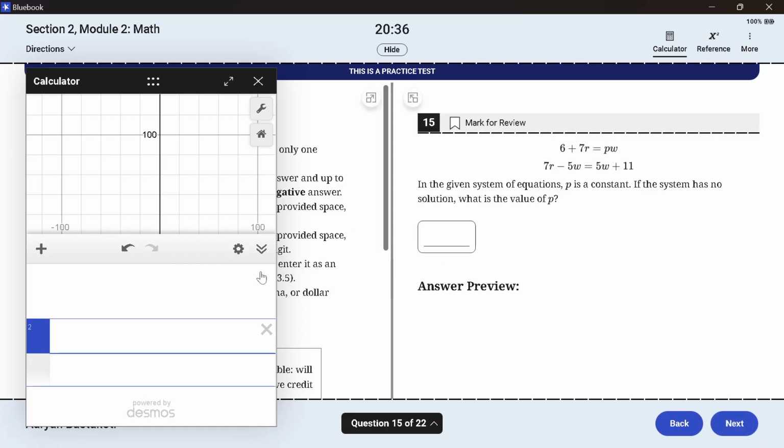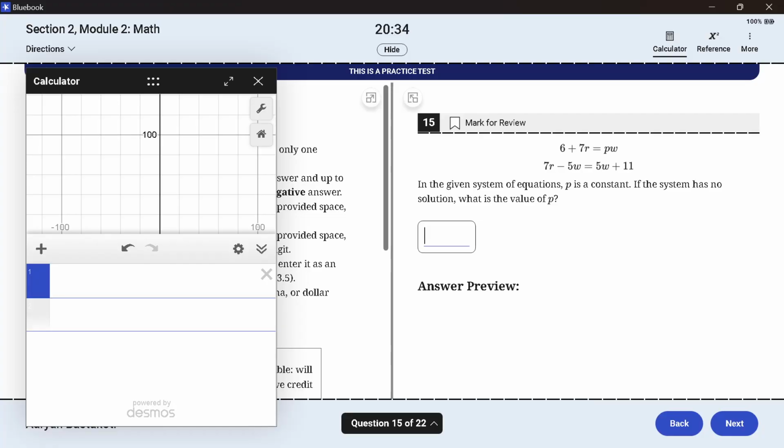And what is in the given system of equations? p is a constant. If the system has no solution, what is the value of p? Okay, for these equations to have no solutions, we need to have the same slope. So let's assume r to be x and w to be y.